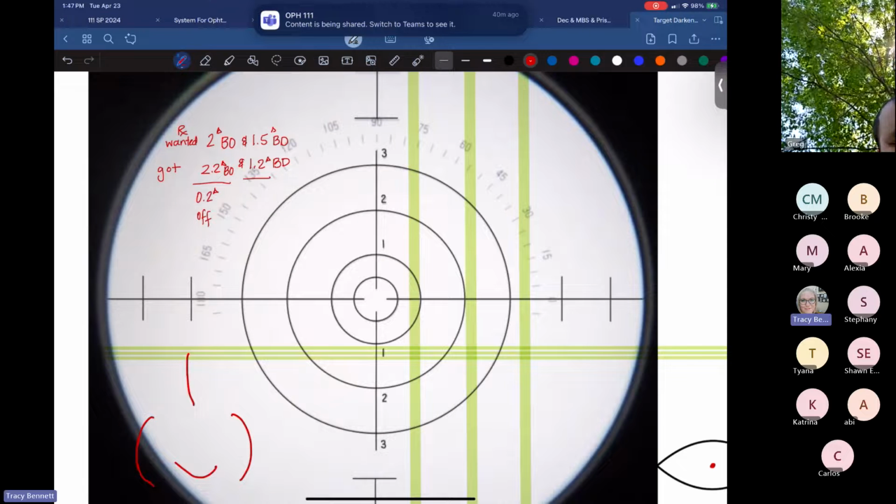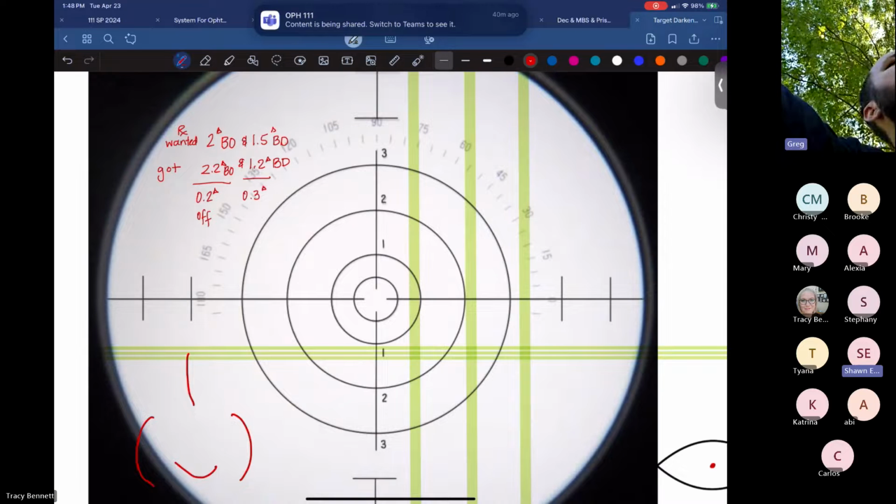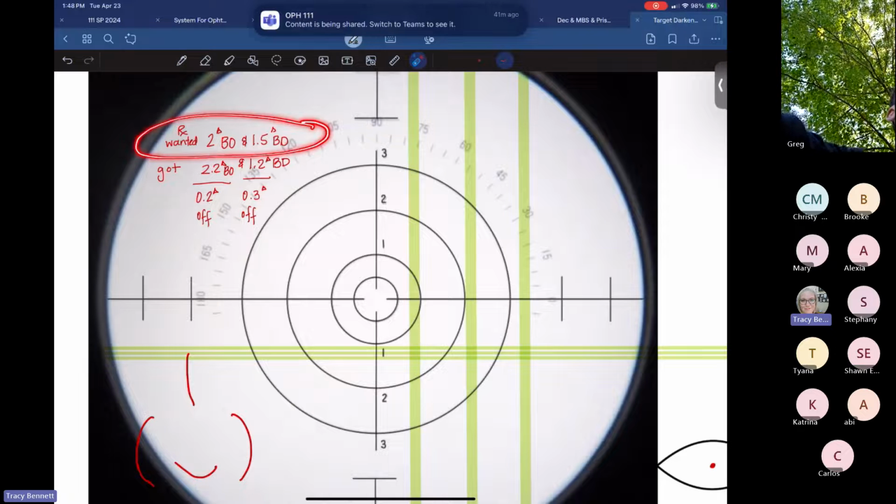And then the same thing here. I wanted a 1.5 base down, but I got a 1.2 base down. How far am I off? 0.3. So I'm off by 0.3, which is within ANSI. Even though what I wanted was this, this is what I got here.